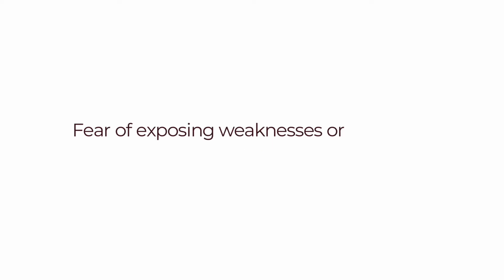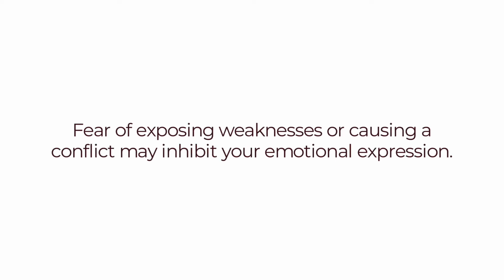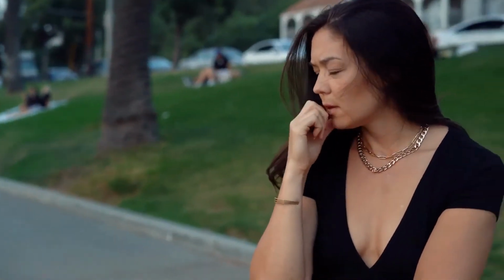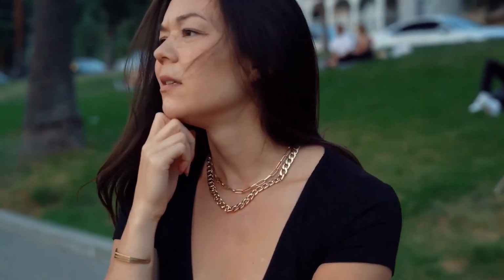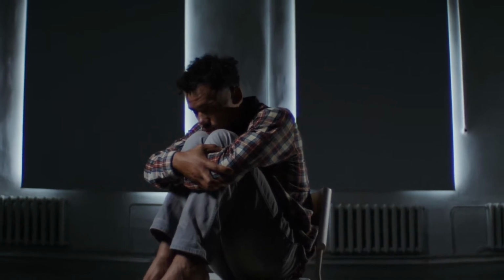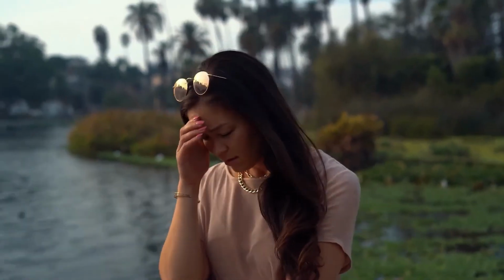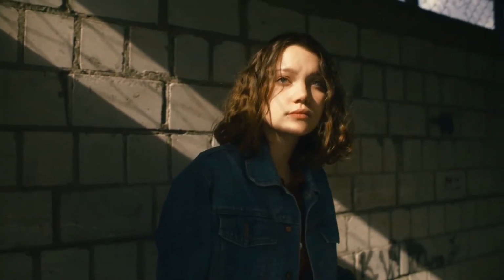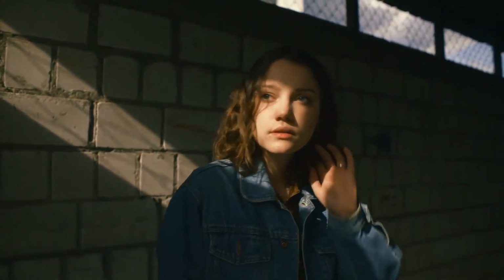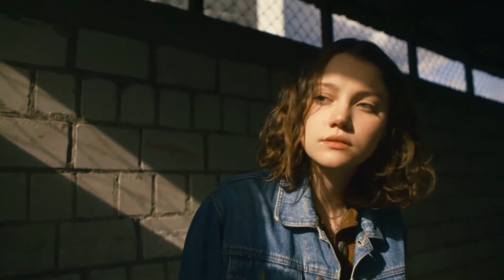Number 2. Fear. Fear of exposing weaknesses or causing a conflict may inhibit your emotional expression. Your message won't come over as clearly as you'd like if you're afraid of or intimidated by the person you're speaking with. You may find yourself stating what you believe the other person wants to hear rather than what you actually want to say. Social anxiety, for example, can keep you from approaching strangers at a party or at any social gatherings or public settings.